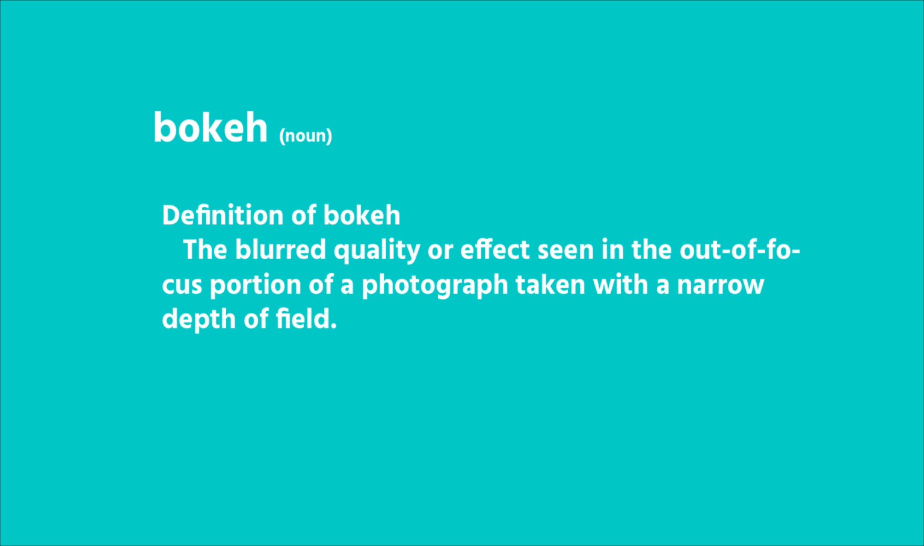Now what is bokeh? Bokeh, as defined in the Merriam-Webster dictionary, is a noun described as the blurred quality or effect seen in the out of focus portion of a photograph taken with a narrow depth of field. When we're talking about bokeh, we're talking about that out of focus area in the photograph. When someone says, man, that photo has really nice bokeh, usually they mean it's really buttery and just kind of flowy. There are many ways to achieve bokeh.